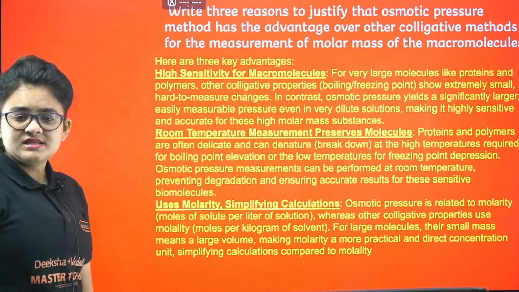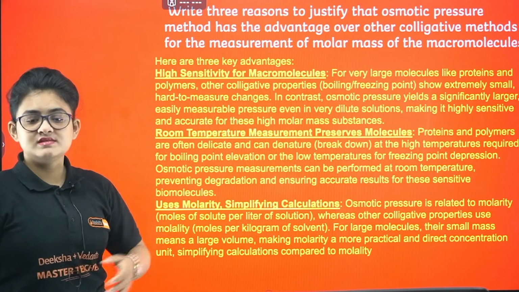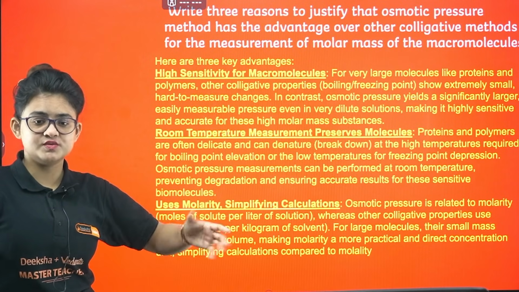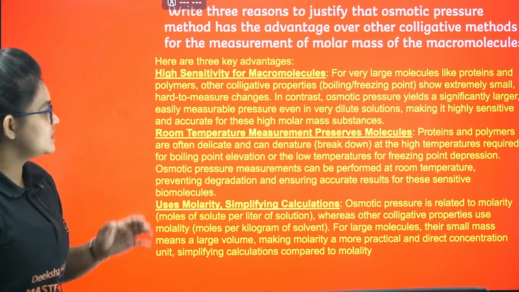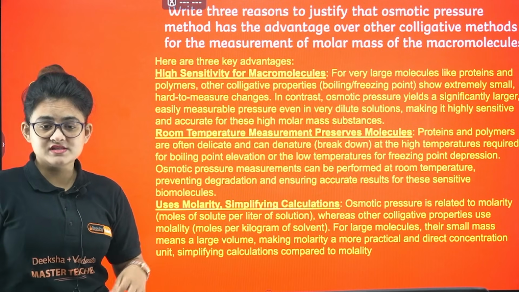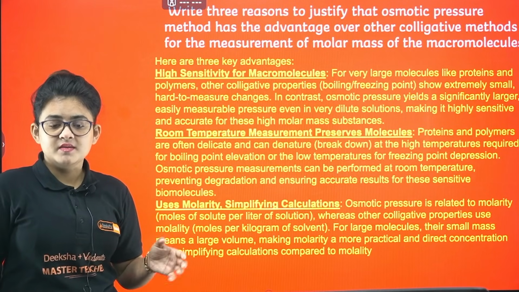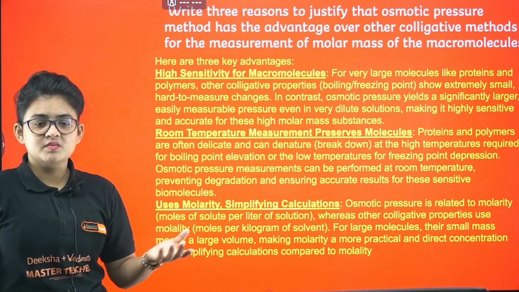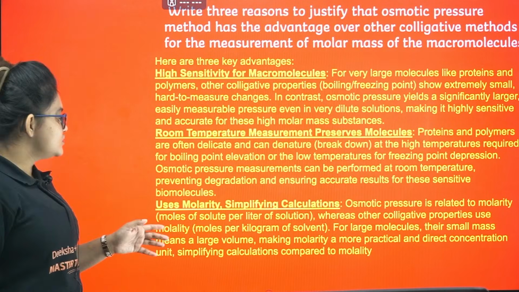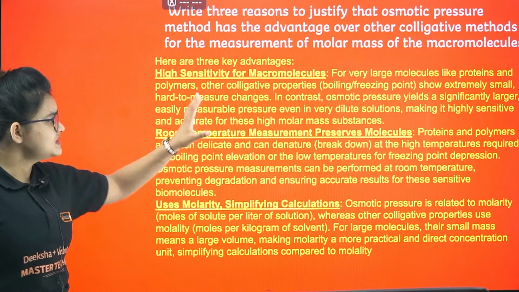That's the reason in the osmotic pressure method you can find out the molar mass in very dilute solution. So you can proceed with the osmotic pressure method. Next is room temperature measurement preserves the molecule. Sometimes at high temperature or low temperature, as you vary the temperature, they can denature, right? They can break down, right? So that's the reason the osmotic pressure method is more applicable, because it can be done at room temperature. Next, use of molarity simplifies the calculation. I guess this is clear to you.